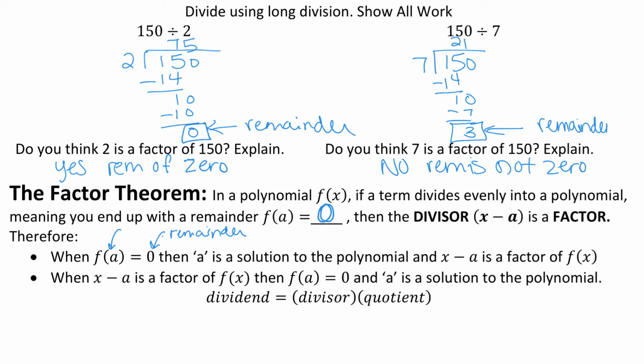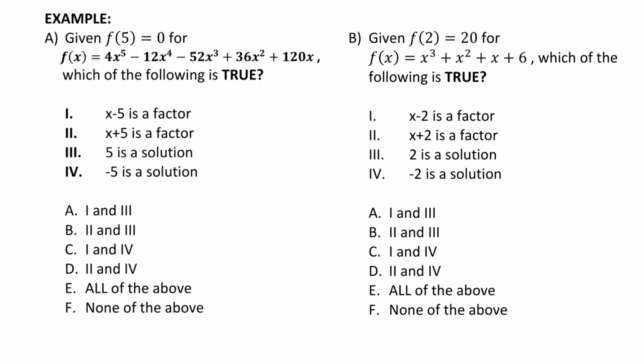So we call just the number by itself your solution, but then if we take it into the polynomial x minus a, that is your factor. And then vice versa works as well. When x minus a is a factor of f of x, then f of a equals 0, and a is a solution to the polynomial. Okay, so let's look at some examples.